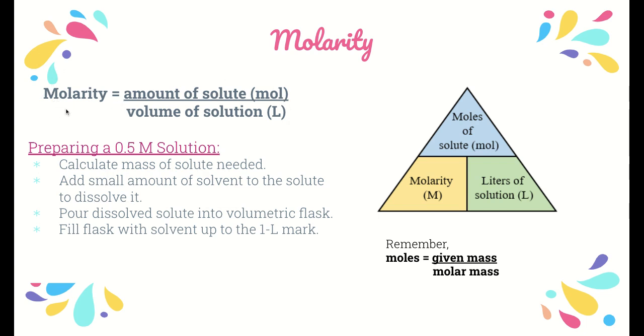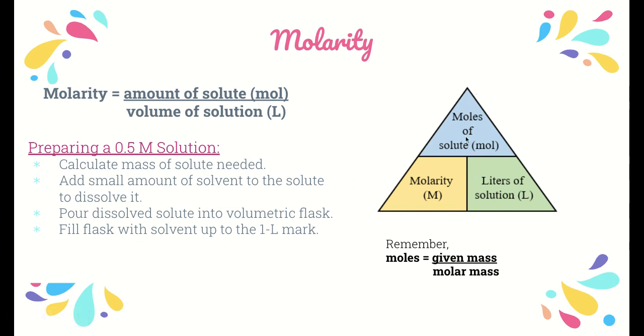Okay, so if you were going to prepare a 0.5 molar solution, you would first need to calculate the mass of solute needed. You would need to add a small amount of solvent into the solute to dissolve it. Then you would pour that into your volumetric flask and then fill that flask up with the solvent up to the 1 liter mark. Okay, so that's what I just talked about.